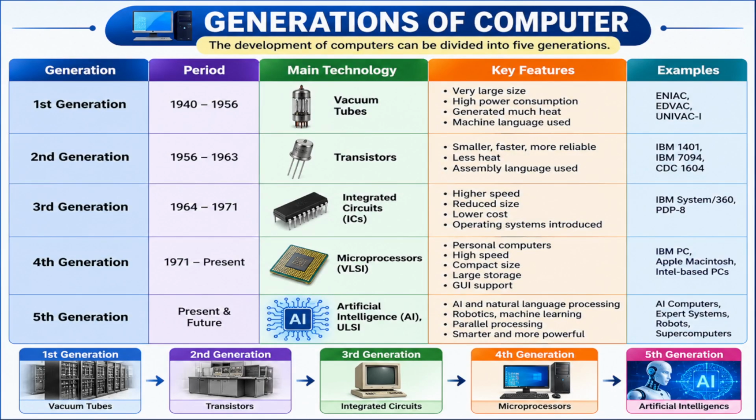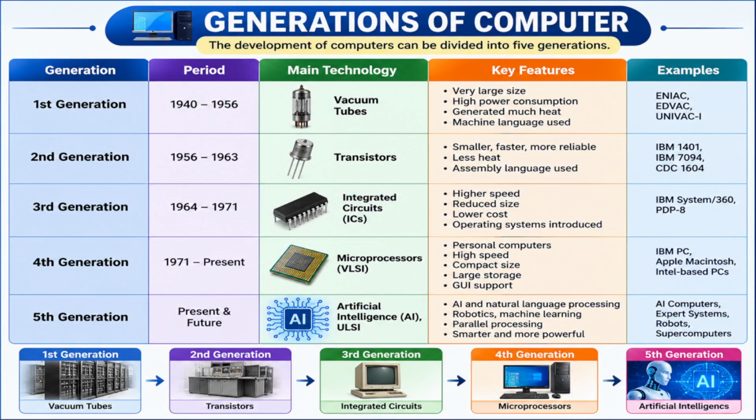See here, this is very important for the examinations. For the first generation, you have to read when it started, which technology was used, and what the examples are. The main technology of the first generation is the vacuum tube, second generation transistor, third generation integrated circuit, fourth generation microprocessor, and fifth generation, present now, artificial intelligence and robots. The first generation ran from 1940 to 1956, the second generation 1956 to 1963, the third generation 1964 to 1971, and the fourth generation 1971 to present, with the microprocessor. The present and future is artificial intelligence.